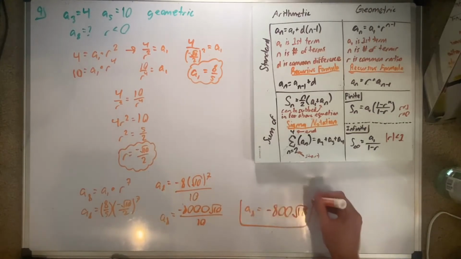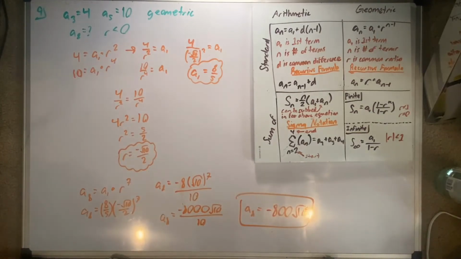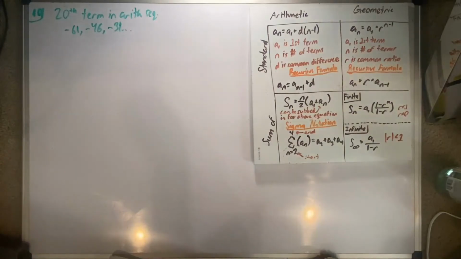There we go. And that is our answer for a to the 8th during this geometric sequence. I'll pause the video and then we'll get to number 10. All right, number 10 asks us, what is the 20th term in this arithmetic sequence? Negative 61, negative 46, negative 31, and so on.